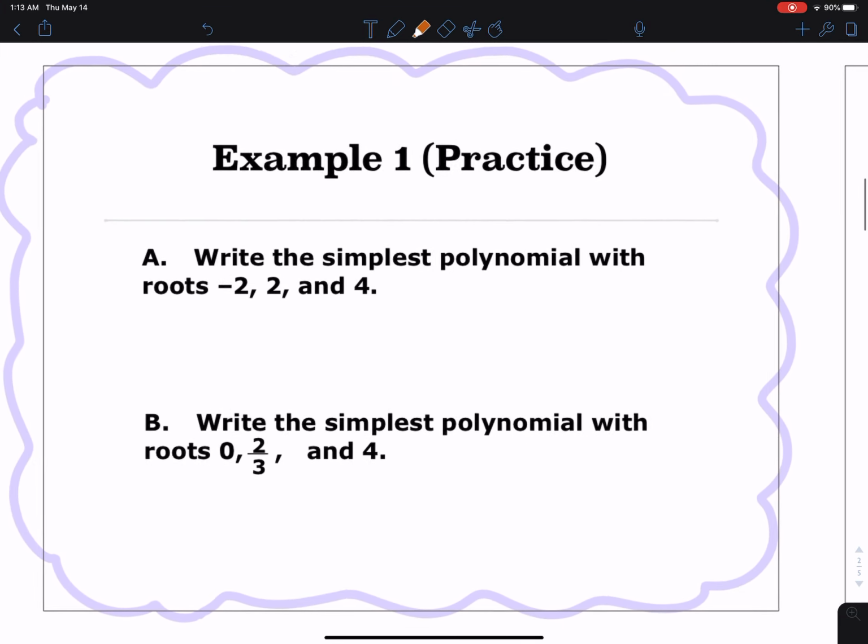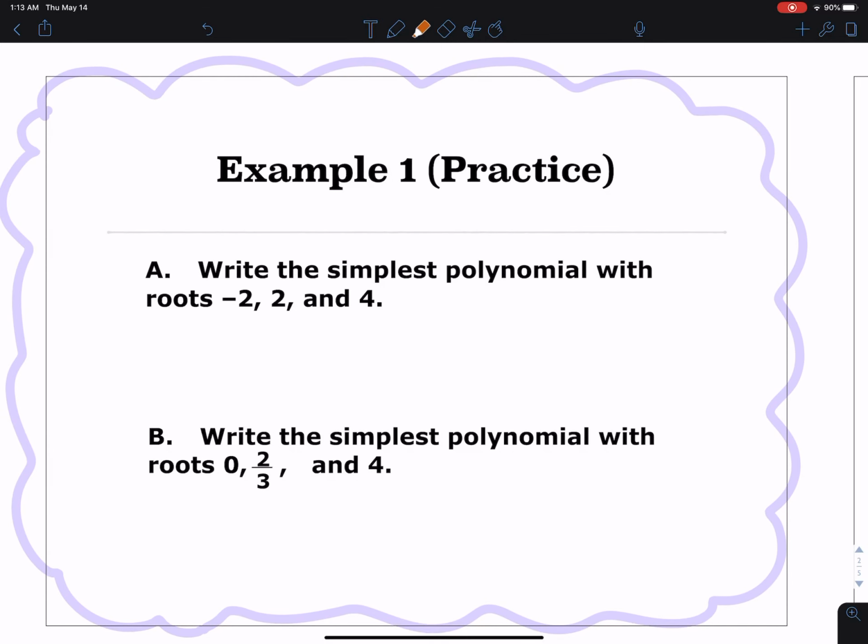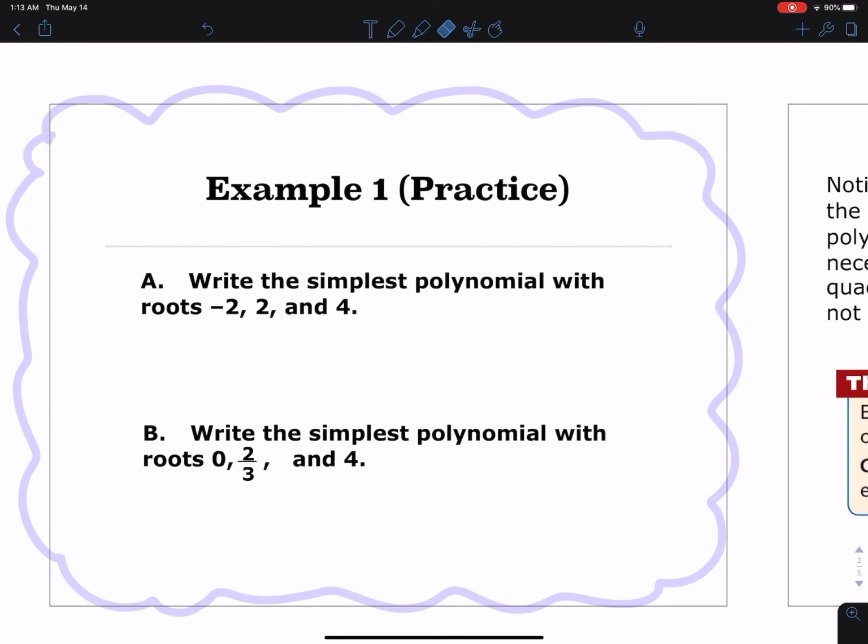So here's example 1 practice. Again, remember that your roots and your factors are opposite signs. So you'll have x plus 2, x minus 2, and x minus 4 for A. And then for B, if you have a root of 0, that's just going to be x. You don't have to write x plus or minus 0. It's just going to make it a little bit more complicated, but if you want to, you can. You can multiply a binomial with a 0 if you want to, or you can just distribute it through. So make sure that you do these correctly and reach out if you have any questions.